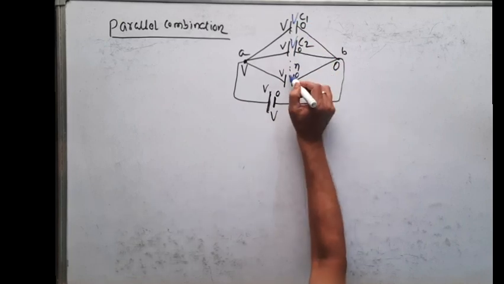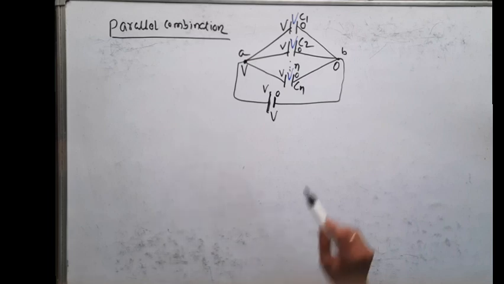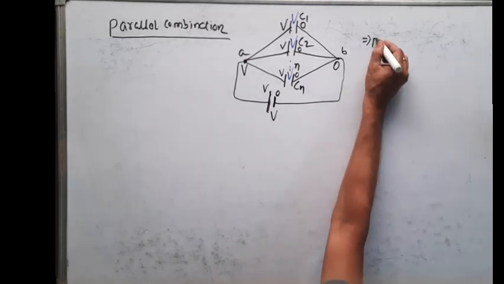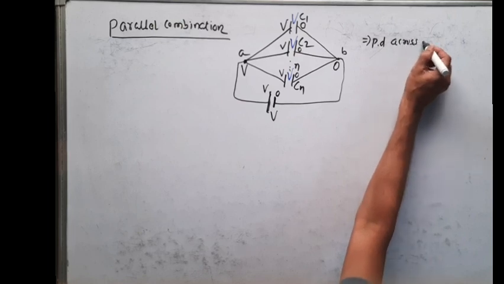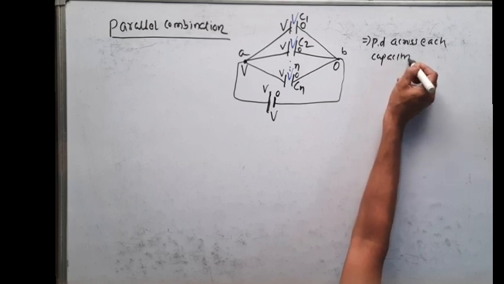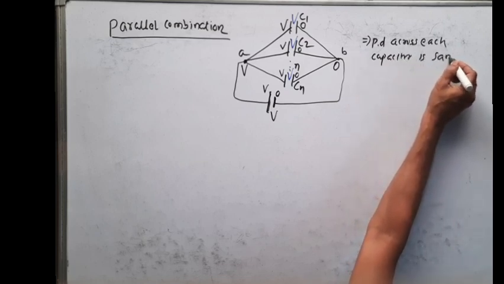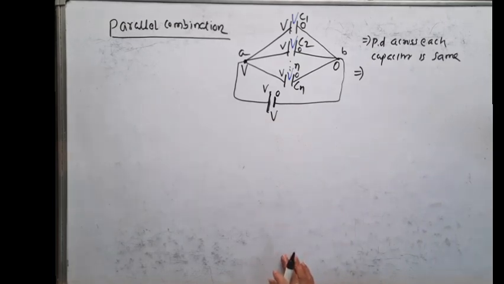Here also V, here also V. So what is the conclusion? Conclusion is that the potential difference across each capacitor is the same. But in series connection, charge remains the same. But in parallel connection, potential difference remains the same.